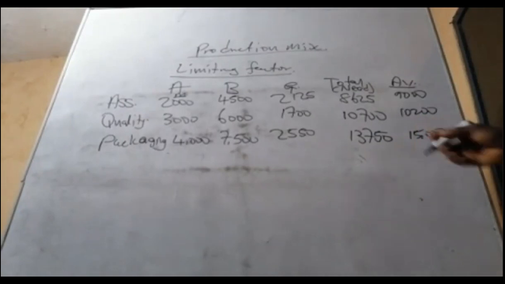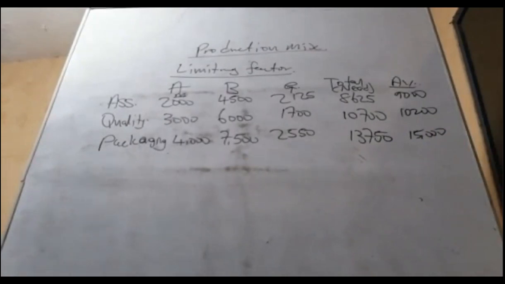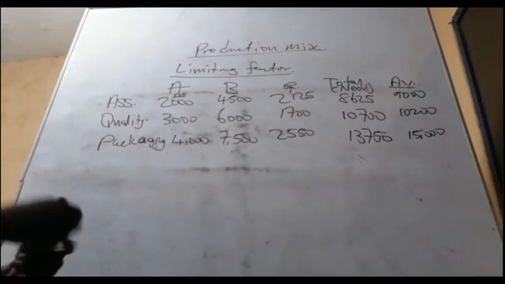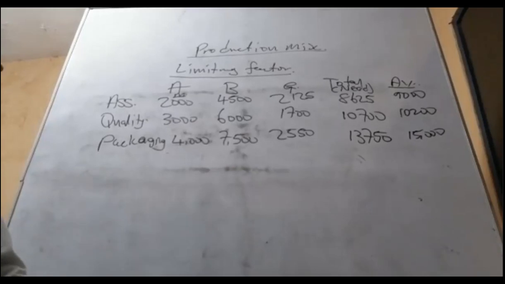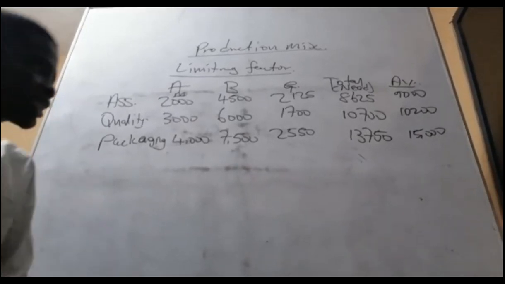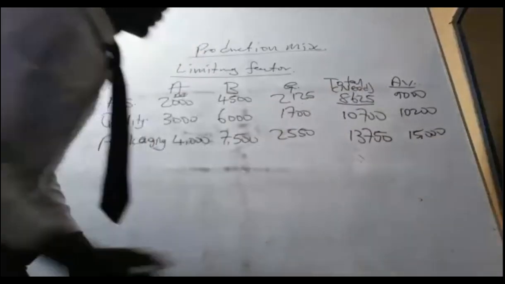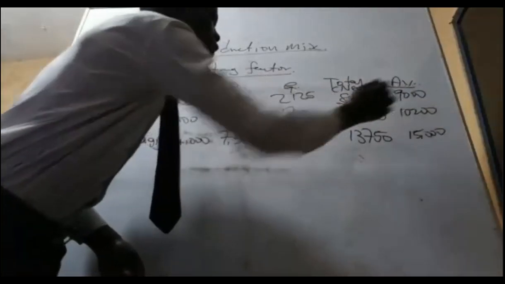Now, tell me, which of these resources is a limiting factor? The one that we don't have in larger supply, or the one where what we need is more than what we have, or what we have is less than what we need? So out of these resources, one of them is in limited supply. Let's take them one after the other. Assemble: we need 8,625, but we have 9,000. Oh, then we have more. 9,000 is more, right?